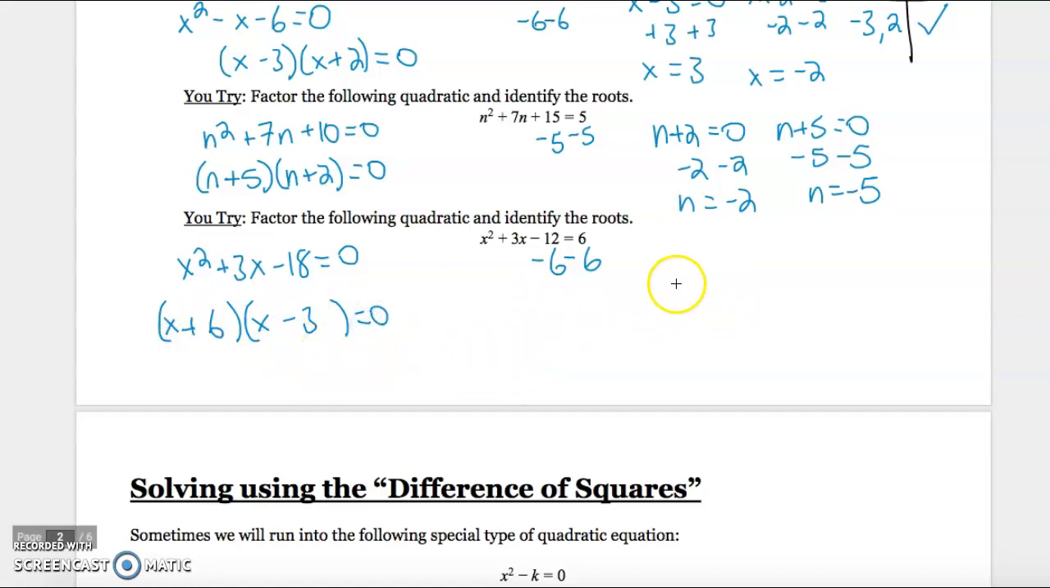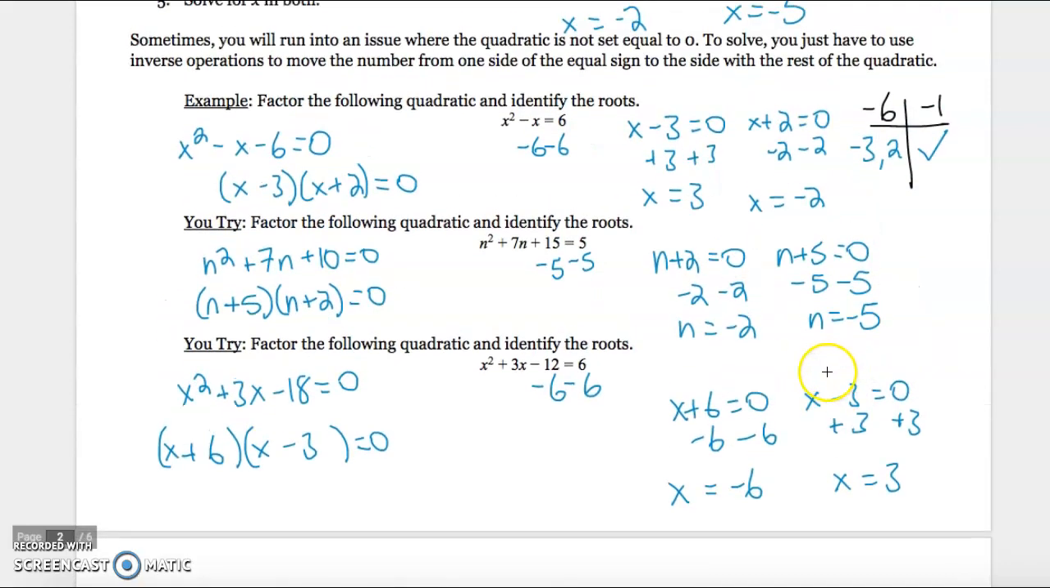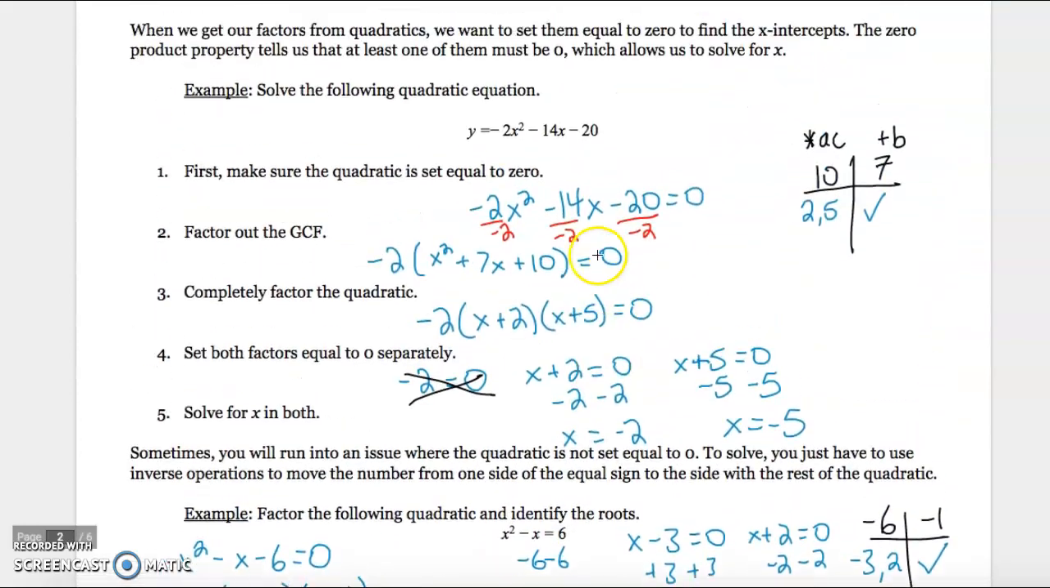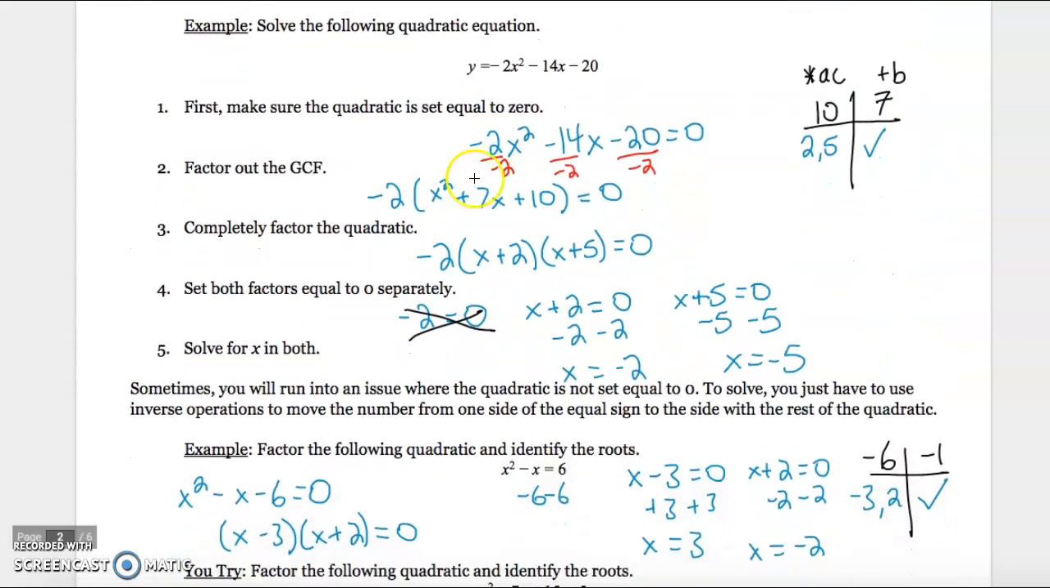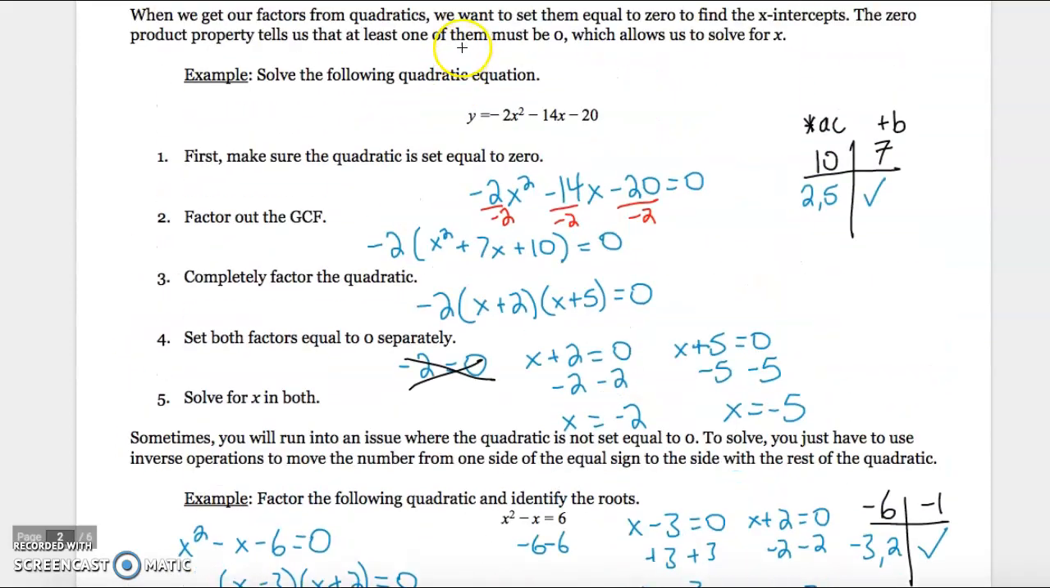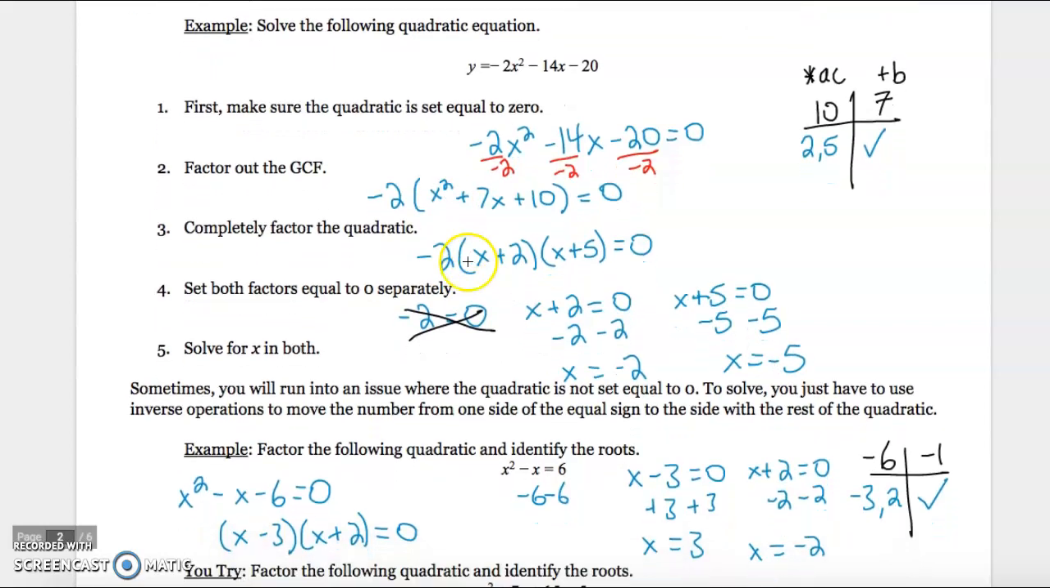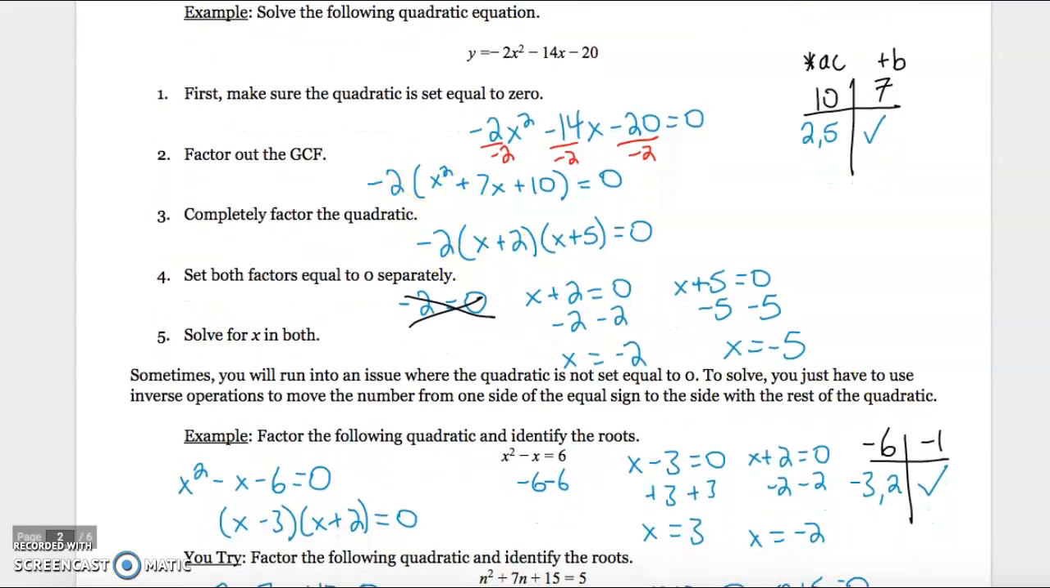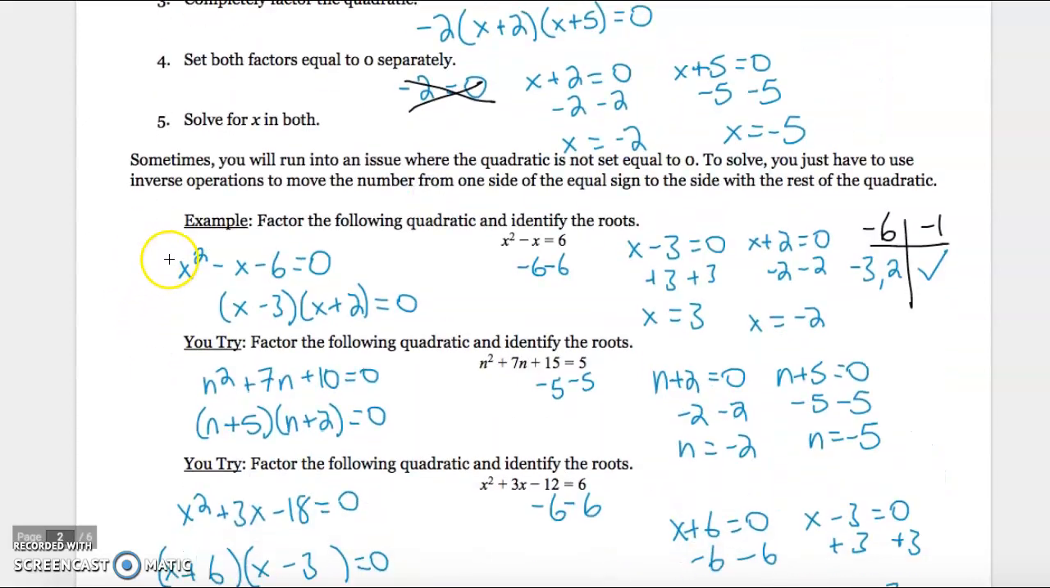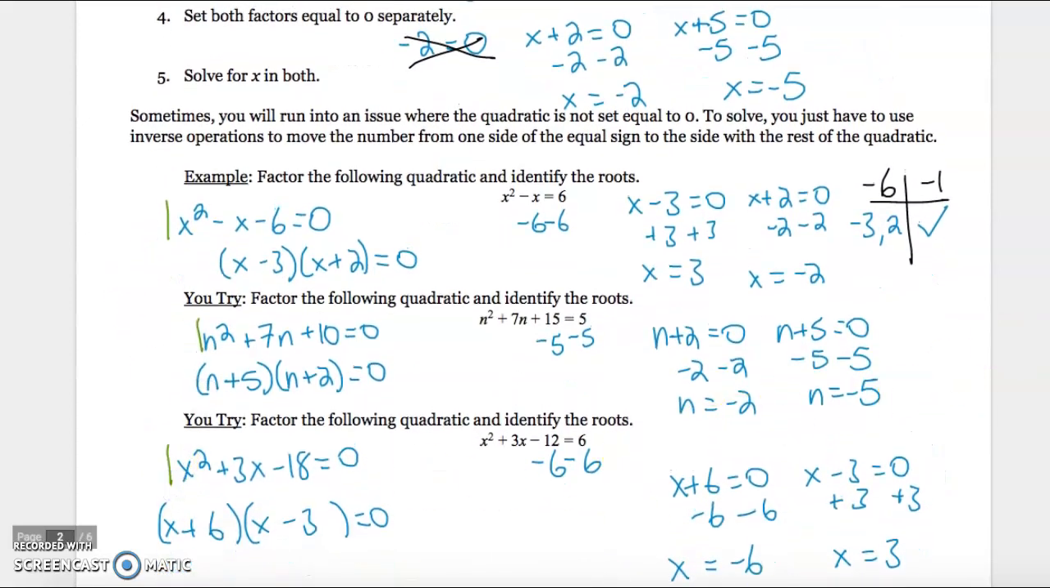Excellent. And then I separately set those factors equal to 0. N plus 6 and minus 3. And I solve for my x-intercepts, aka my solutions, aka my roots. Awesome. And so that's dealing with problems where your a value is equal to 1. You'll notice for all of these problems I tried, after I factored out any GCFs, there was always just a 1 in front of my x squared. So there was a 1 here, 1 here, 1 here, and 1 here. If there isn't a 1 there, then we have to use a different strategy.